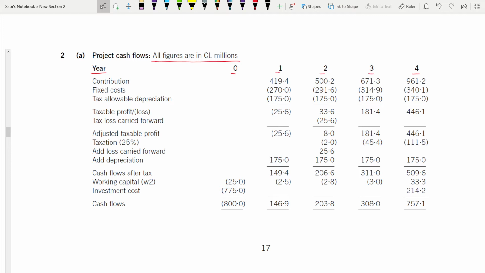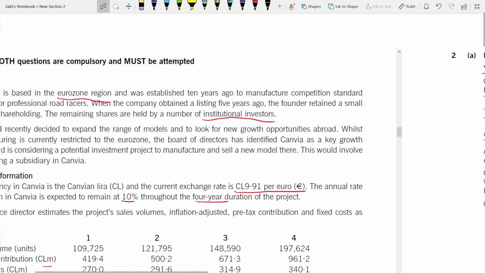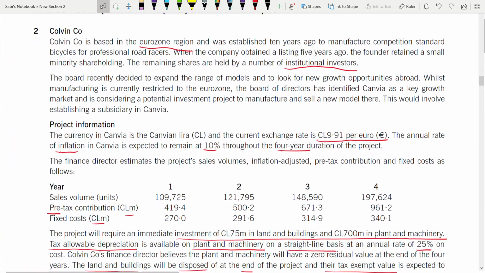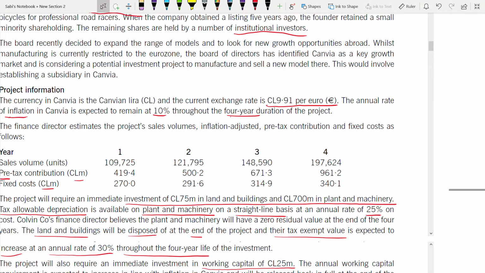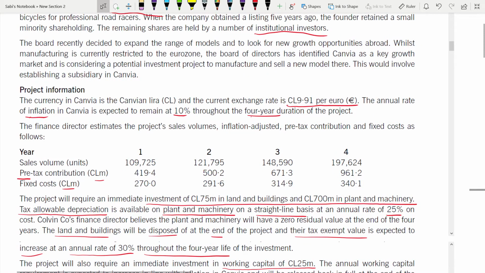Okay, so now starting with contribution, if you see here, the pre-tax contribution. They have given you the sales volume also, and we'll understand. Then you are thinking why they have given us the sales volume in units. If they have already given us the contribution, then why do we need the sales and the cost? You will understand it later.